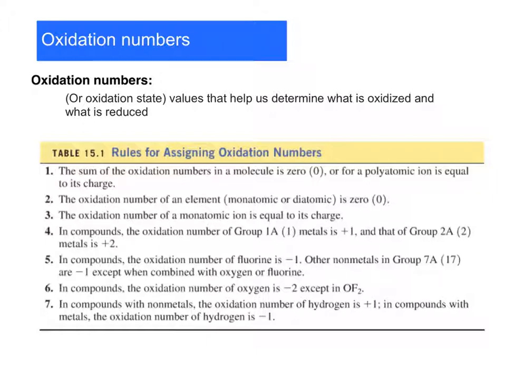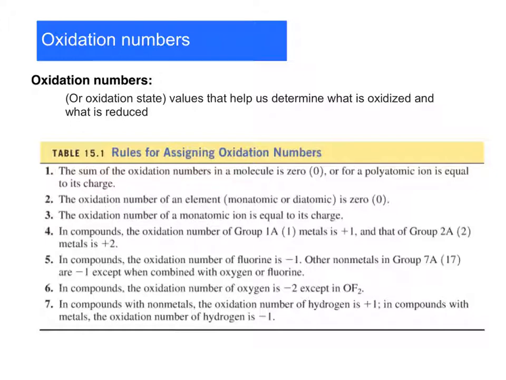And then in compounds, the oxidation number of fluorine, if there's a fluorine in the compound, is always -1. And generally, other nonmetals in that column are also -1, but not if they're combined with oxygen or fluorine.